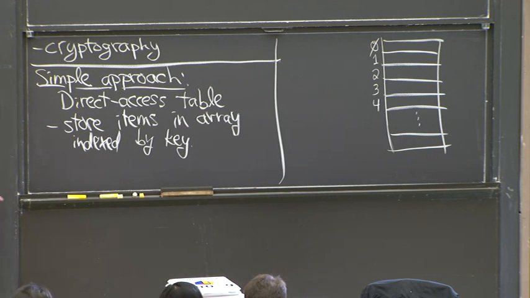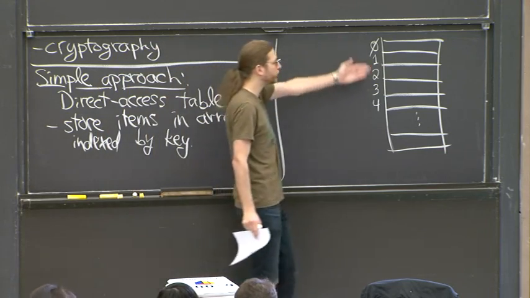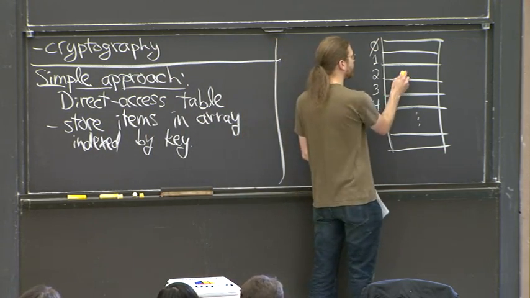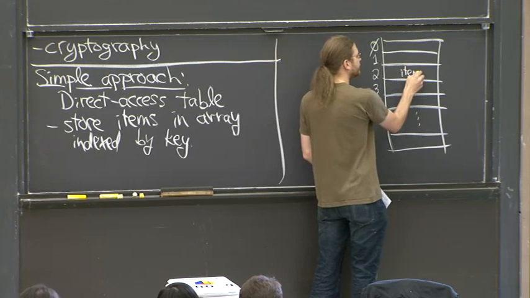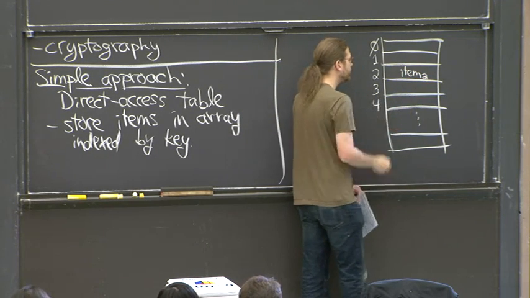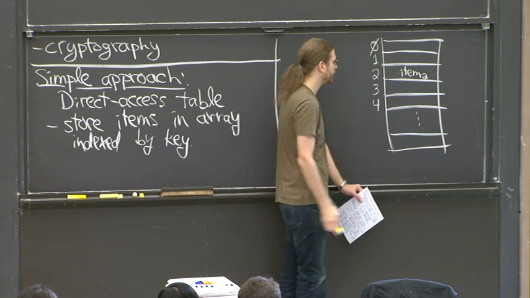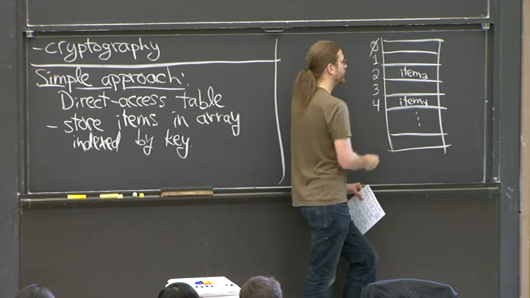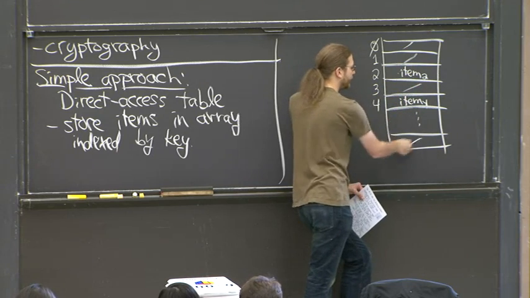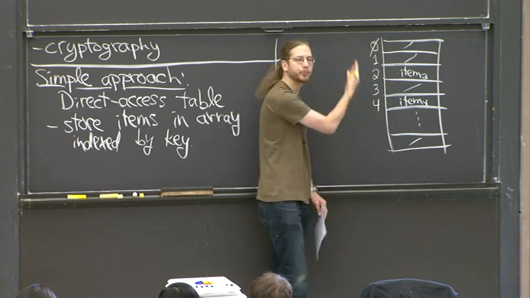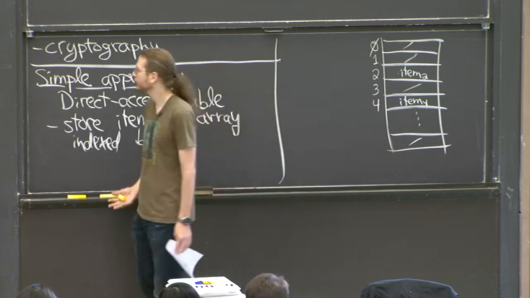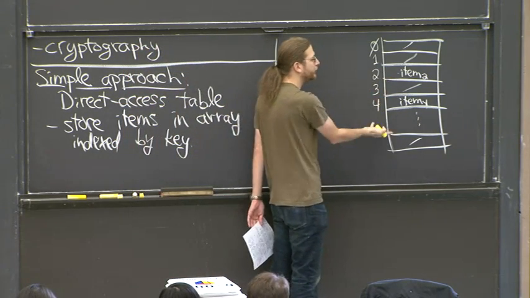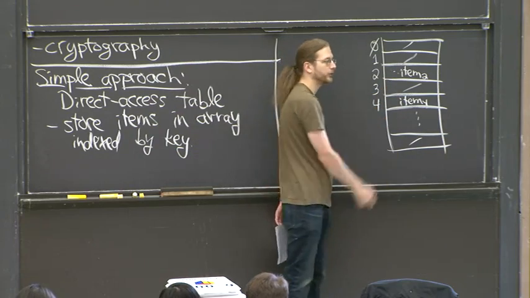If your keys happen to be integers, I could just store all my items in a giant array. So if I want to store an item with key 2, call it item 2, I just put that there. If I want to store something with key 4, I'll just put it there. Everything else is going to be null or none or whatever. So lots of blank entries. Whatever keys I don't use, I'll just put a null value there. Every key that I want to put into the dictionary, I just store at the corresponding position.